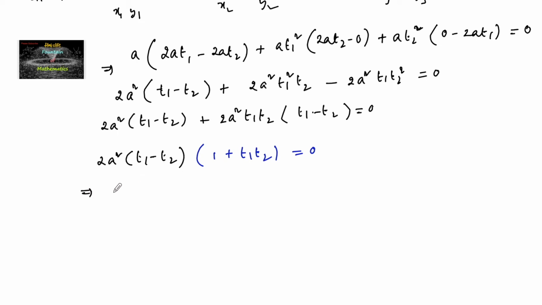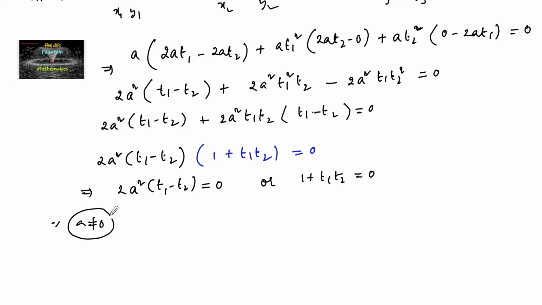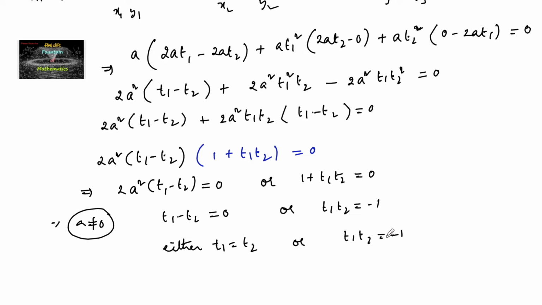So which implies a square of t1 minus t2, or 2a square of t1 minus t2 is equal to 0, or we can write 1 plus t1 t2 is equal to 0. Since a cannot be equal to 0, because all the coordinates will become origin, we can say t1 minus t2 is equal to 0, or t1 t2 is equal to minus 1. So we can say either t1 is equal to t2 or t1 t2 is equal to minus 1. Here we require the value of t1 t2, so we can consider the answer to be minus 1.